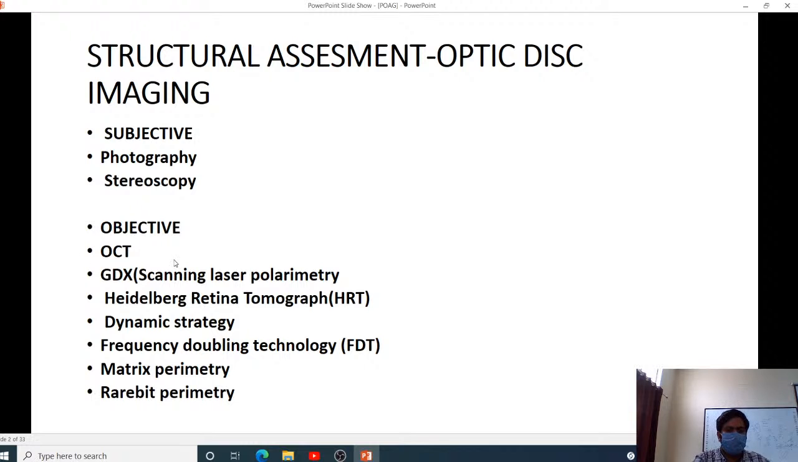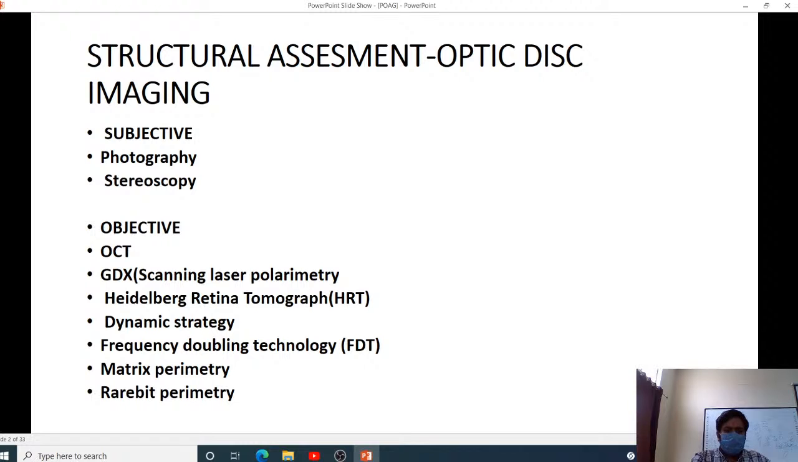There OCT is useful. The other two methods, that is SLP, scanning laser polarimetry, and HRT, are relatively less used nowadays. And the last three methods, that is FDT, matrix perimetry, and red bit perimetry, are nothing but the modifications of our white on white or white on yellow perimetry.